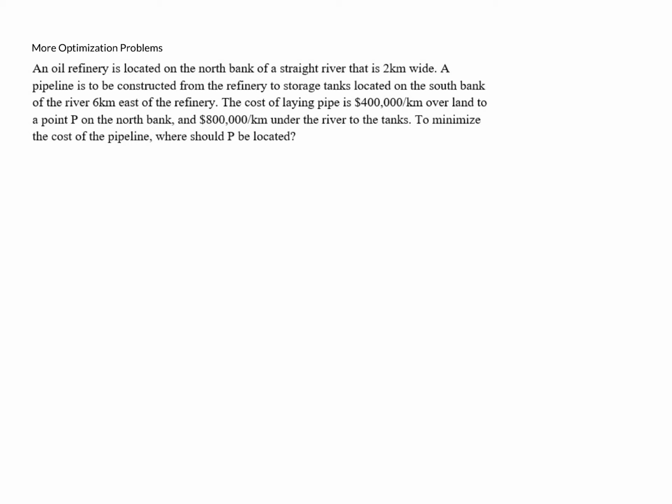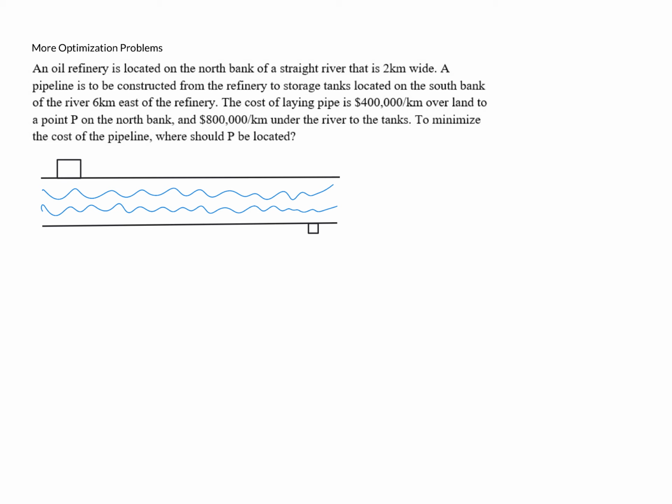All right, that is a lot going on. Let's draw a diagram so that we can start to see what's going on here. Okay, so we have our river. It is 2 kilometers wide, so I'm going to draw this and say 2 kilometers. And we've got the refinery, we can call that R, and we've got the storage tanks, we can call that S. And we know that the storage tanks are 6 kilometers east of the refinery. So this distance here is 6 kilometers in total.